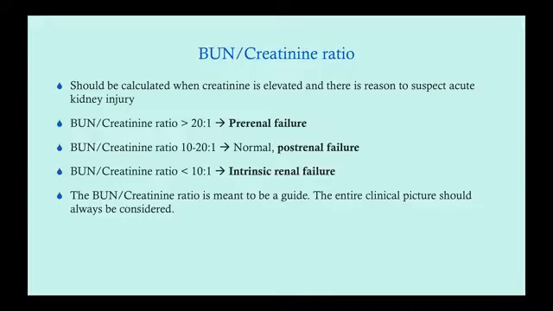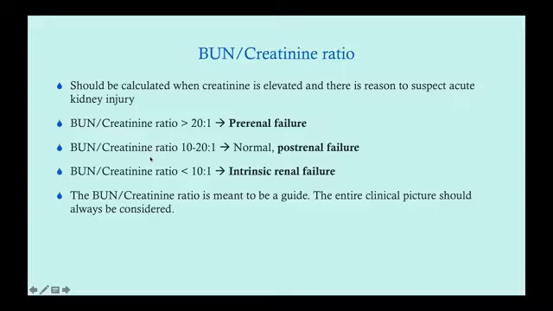Now, if your BUN creatinine ratio is less than 10 to 1, then we suspect intrinsic renal failure. And the reason here is because you have kind of the opposite problem. With intrinsic renal failure, the problem is with your kidney, right? So your kidney is not able to reabsorb that water, not able to reabsorb that BUN. So your BUN is going to be a little bit lower, but your creatinine is going to go up, just like it did with pre-renal failure. And so your BUN stays kind of lower, and your creatinine goes up, and so that causes a lower ratio. So more than 20 pre-renal, less than 10 intrinsic.